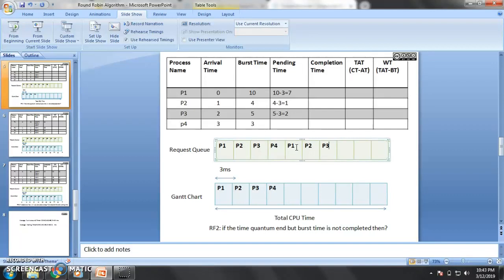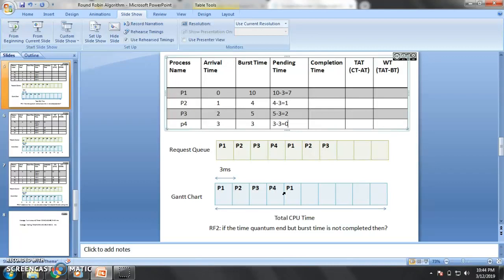After P4, in the queue P1 is present. But what about P4? Its burst time is 3, and 3 microseconds were given to P4. That's why P4 will complete it. So its pending burst time will be 0.